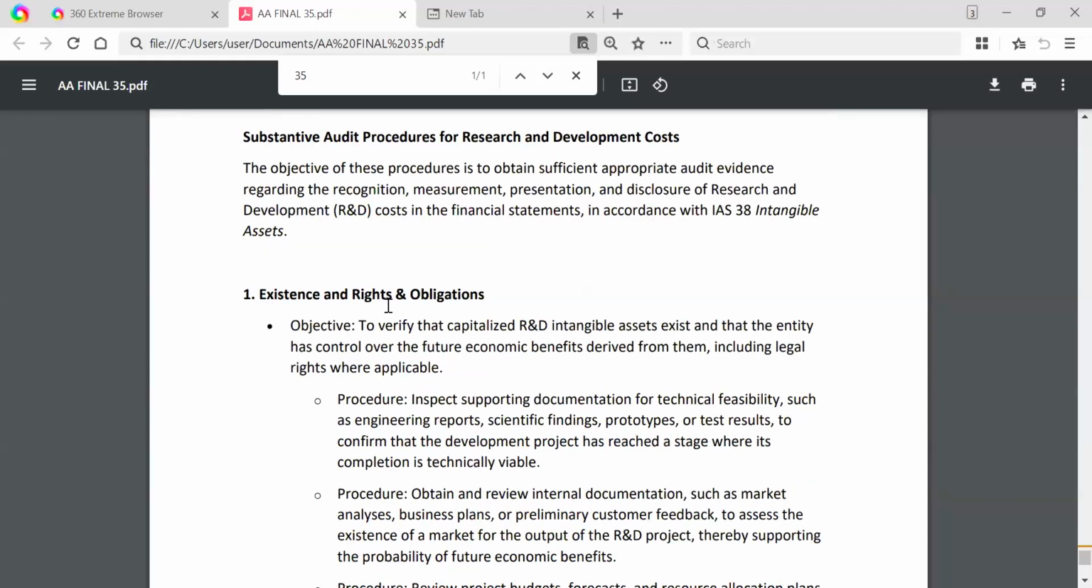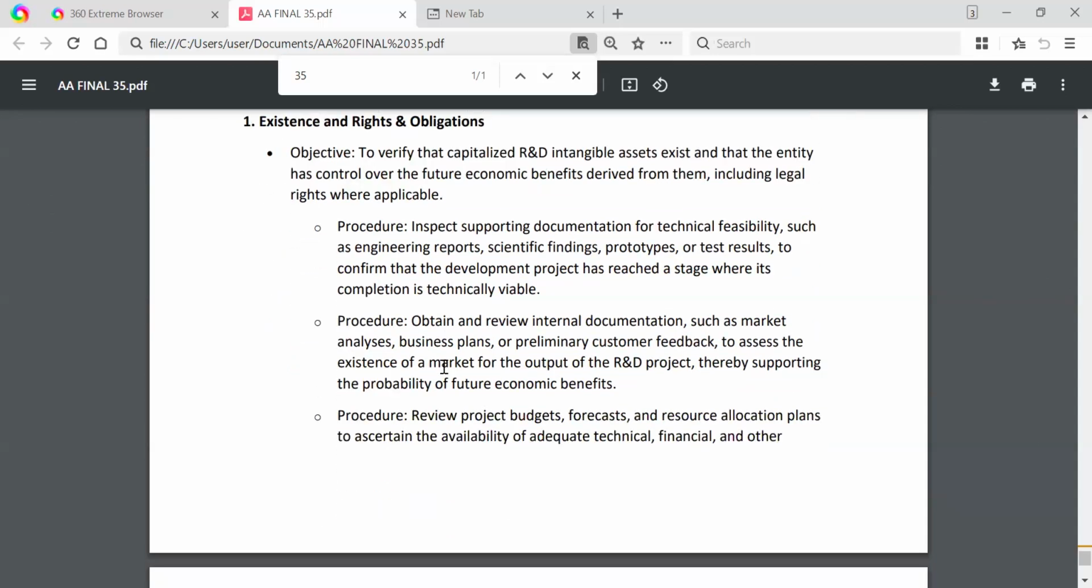So, existence and rights and obligations. I told you, you must always start with assertions. Objective: to verify that capitalized research and development intangible assets exist and that the entity has control over the future economic benefits derived from them, including legal rights where applicable. Procedure: inspect supporting documentation for technical feasibility, such as engineering reports, scientific findings, prototypes, or test results to confirm that the development project has reached a stage where its completion is technically viable.